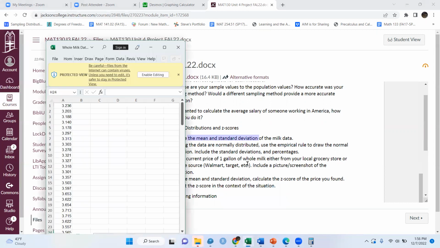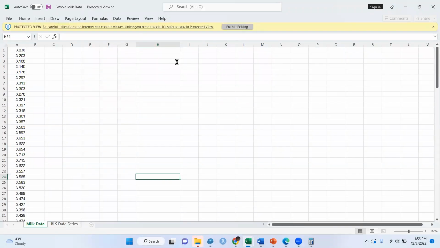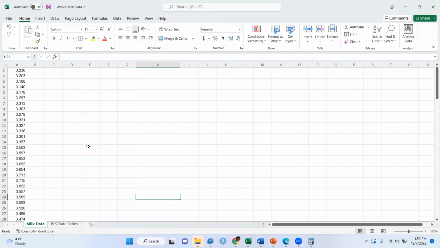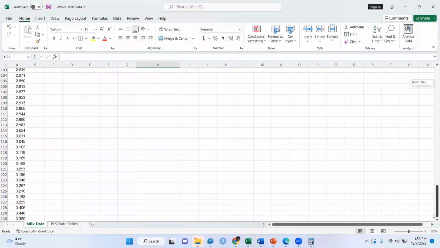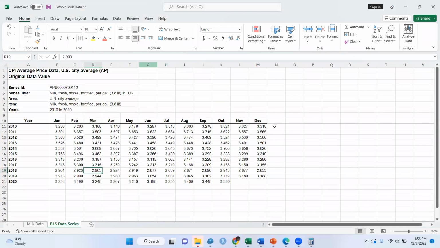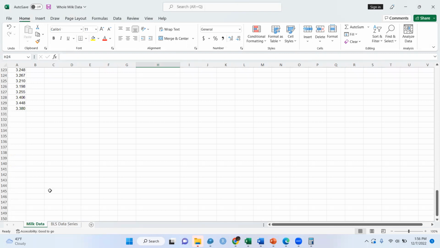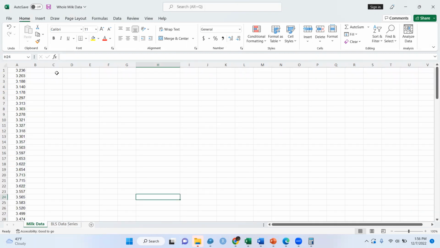So I have two things here. I don't know why I did this, but one of them is a column of all the data values, and there's a lot of them, about 130. And over here is actually the source material, in rows and columns. You can see this is data from 2010 to 2020, and this is whole milk, a US city average price. So it's cities, not just everywhere. I think it might be easier to calculate the mean from the column. It doesn't matter, either place.